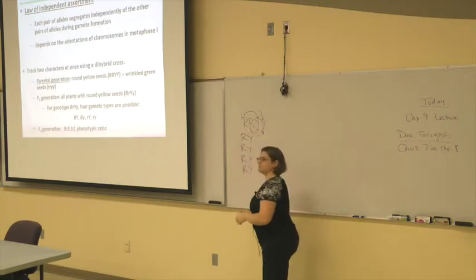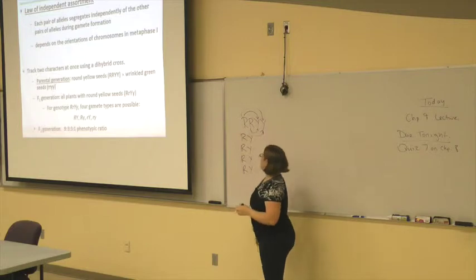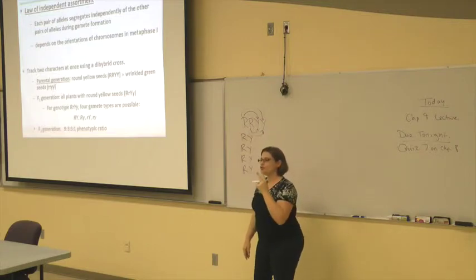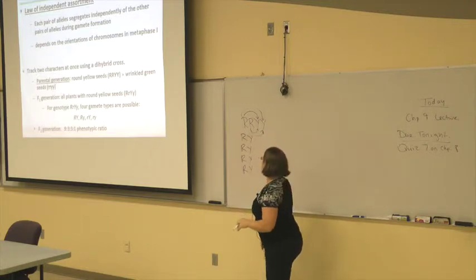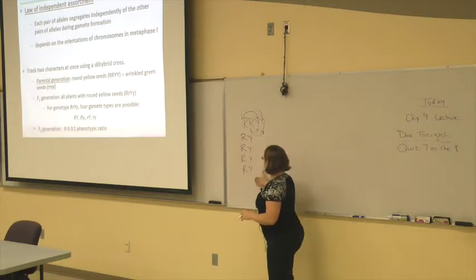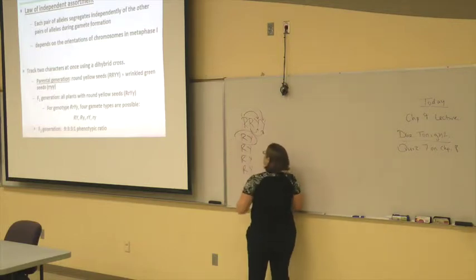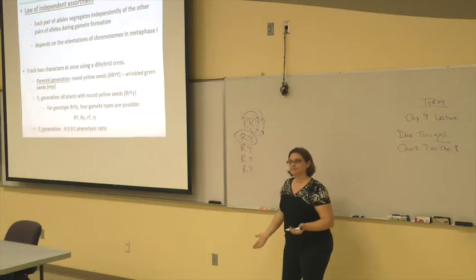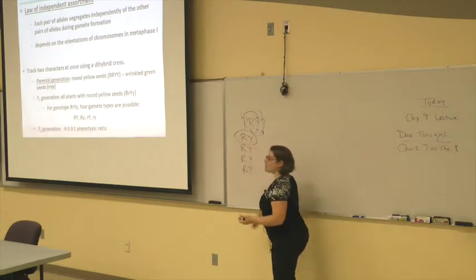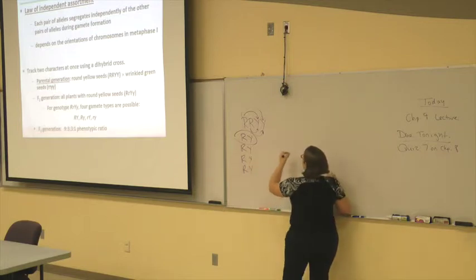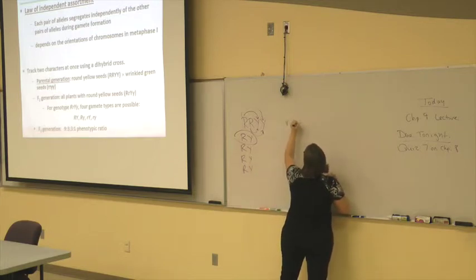See where I'm going? A parent who has this genotype, homozygous dominant for two traits, will only be able to make gametes that have this combination, big R, big Y. Everything else is the same, right? Only one possible gamete combination. Same thing for the other parent who's little r, little y, right? If you do that, you're going to always get the same result.